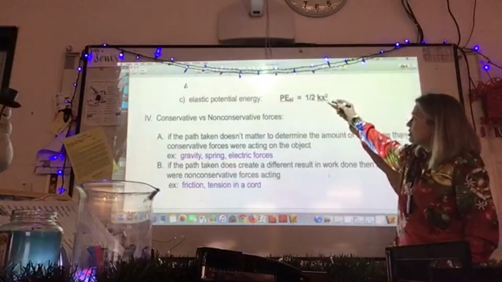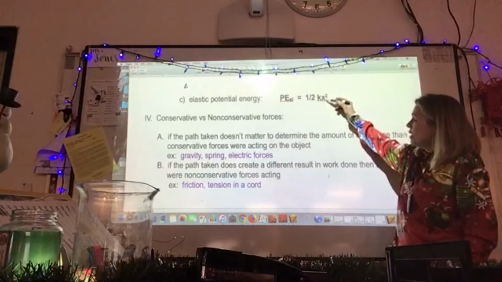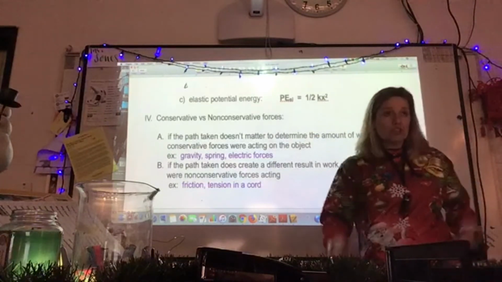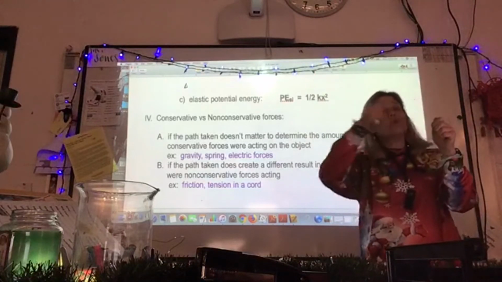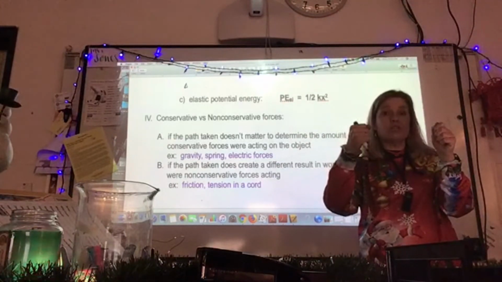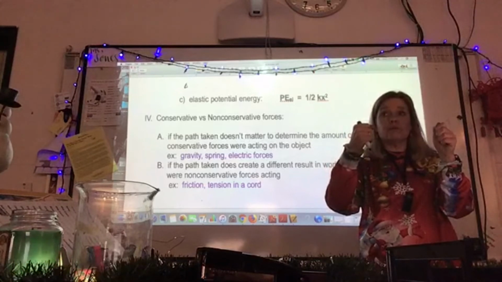So here's what's interesting. If you have double the pull in your spring, so you pull the spring some amount, okay? If you pull double that distance, what can you tell me about the energy stored? Is it double?